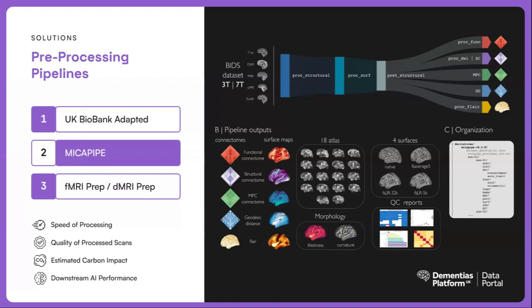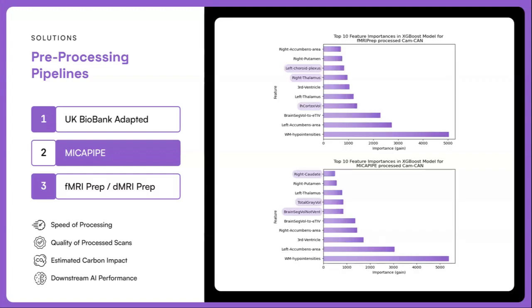And then when it comes to processing that data, we did a bit of work evaluating various different processing pipelines, measuring things like the speed of processing, but also the quality of the derived phenotypes that are created from these, and the downstream AI performance as well. You can really see the effect that the processing pipelines you use can have on your downstream AI performance. And so it's really important that we get the processing right at the first initial stages to ensure that we can develop high quality AI models using this new imaging data.